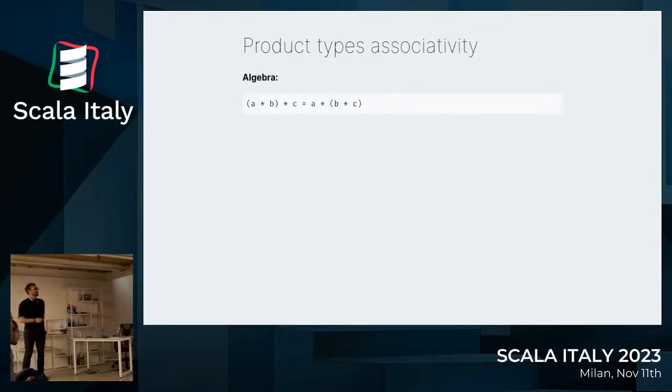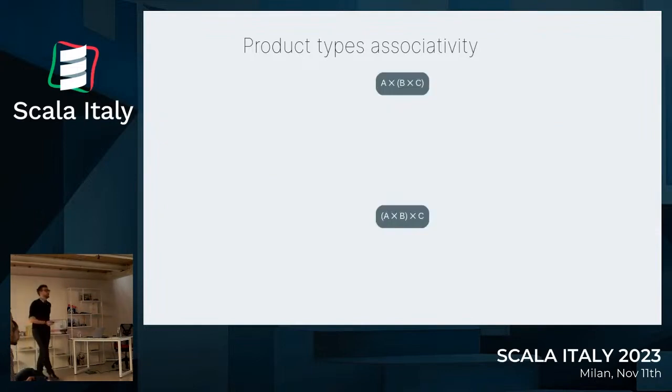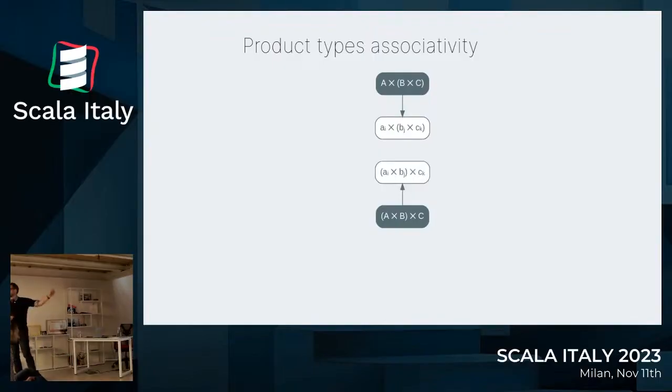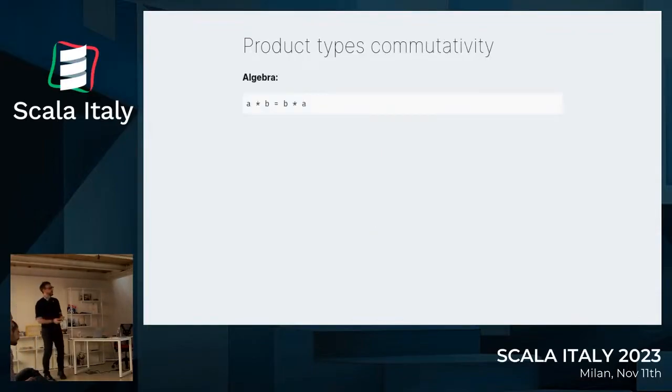And now we can do the same thing as we did before. Associativity works for product types as well, with an obvious mapping. A times B times C is A times B times C. This is hard to say out loud, so you read it, right? And there's a clear mapping. I mean, the diagram is meant to make the mapping obvious, so we have the mapping. And finally, we have commutativity again.